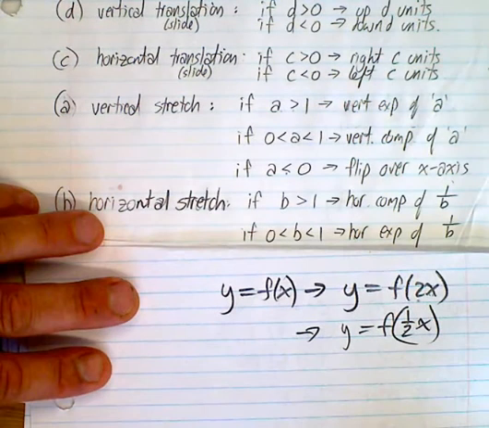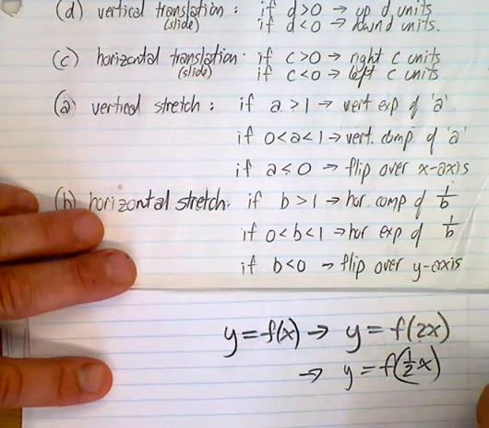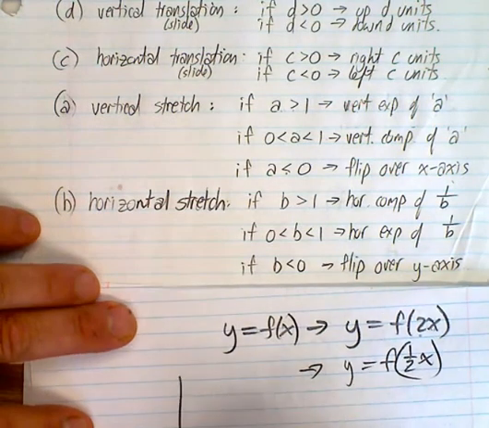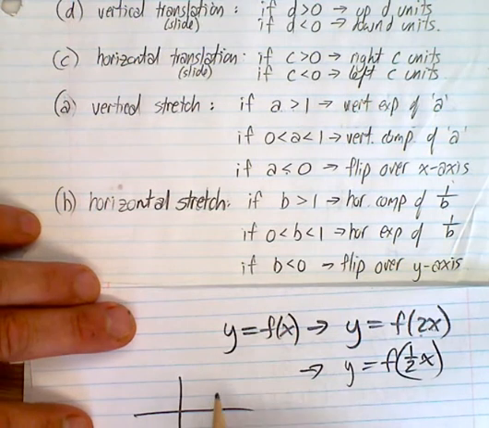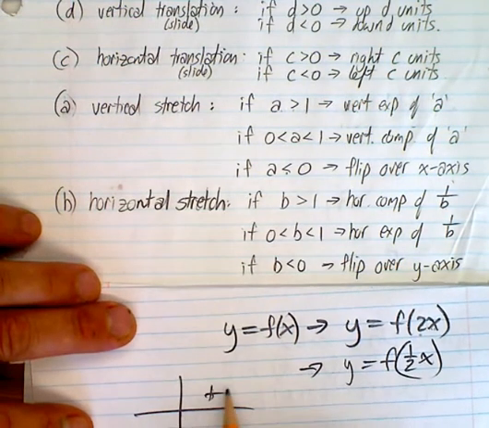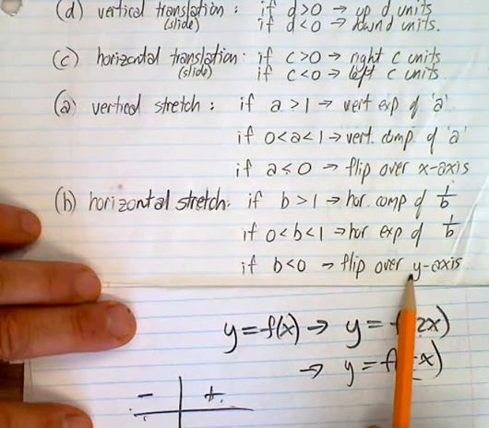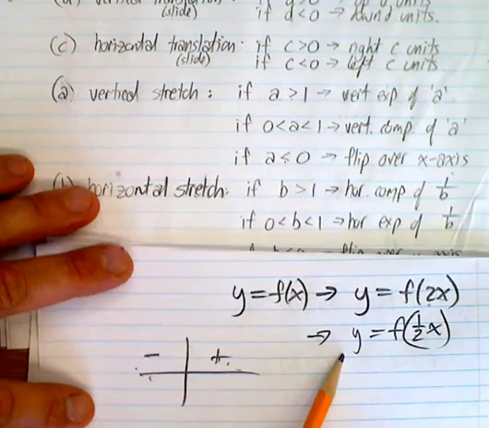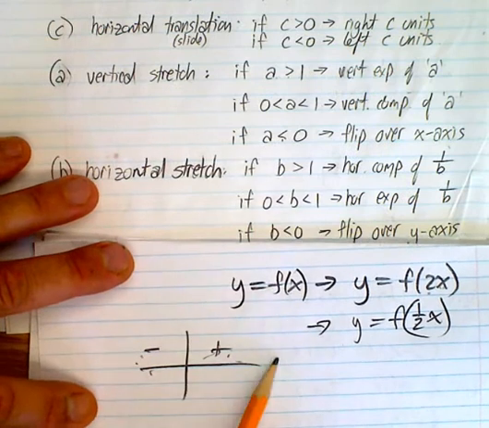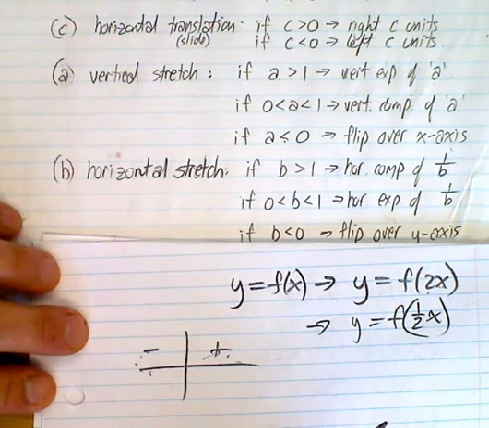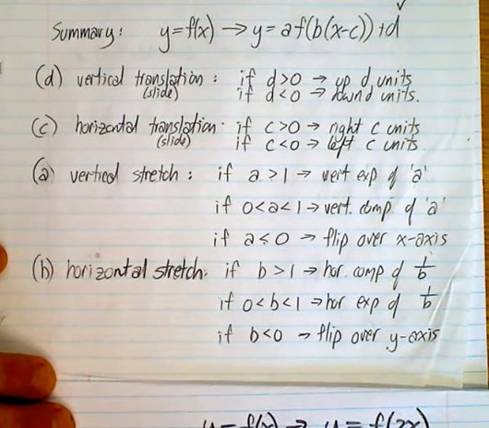And the last thing I want to look at is if you have b is less than 0. What it means is that your x's now, this is positive x, this is negative x. It means that they flip over the y-axis. You have a reflection in the y-axis. Okay, so you've got 4 major translations or transformations that you can do here. This is your summary right here.